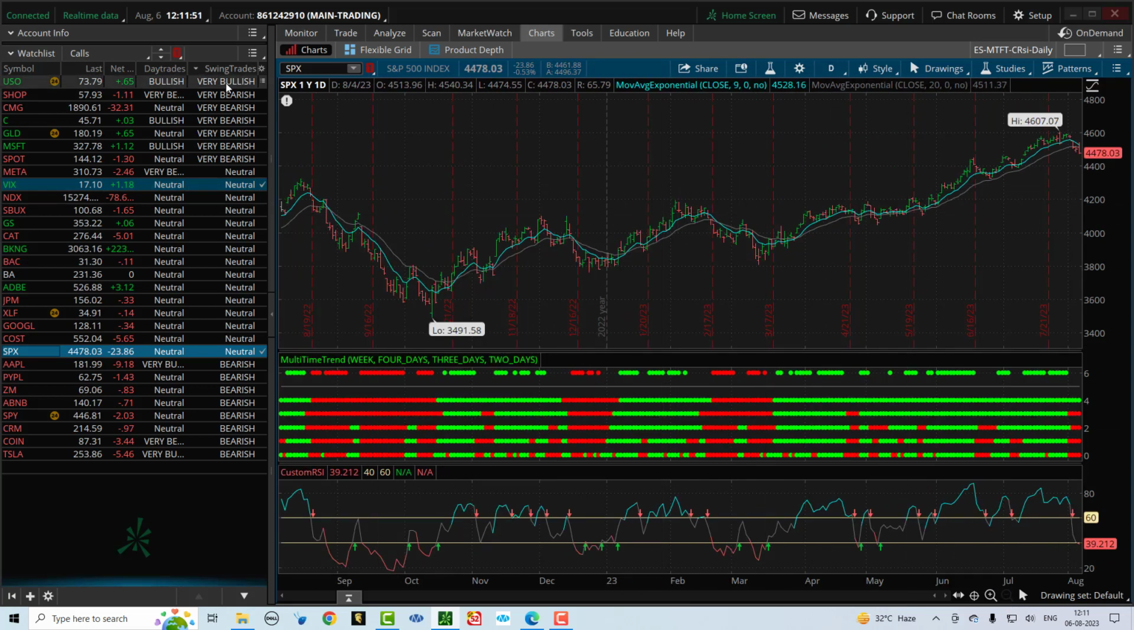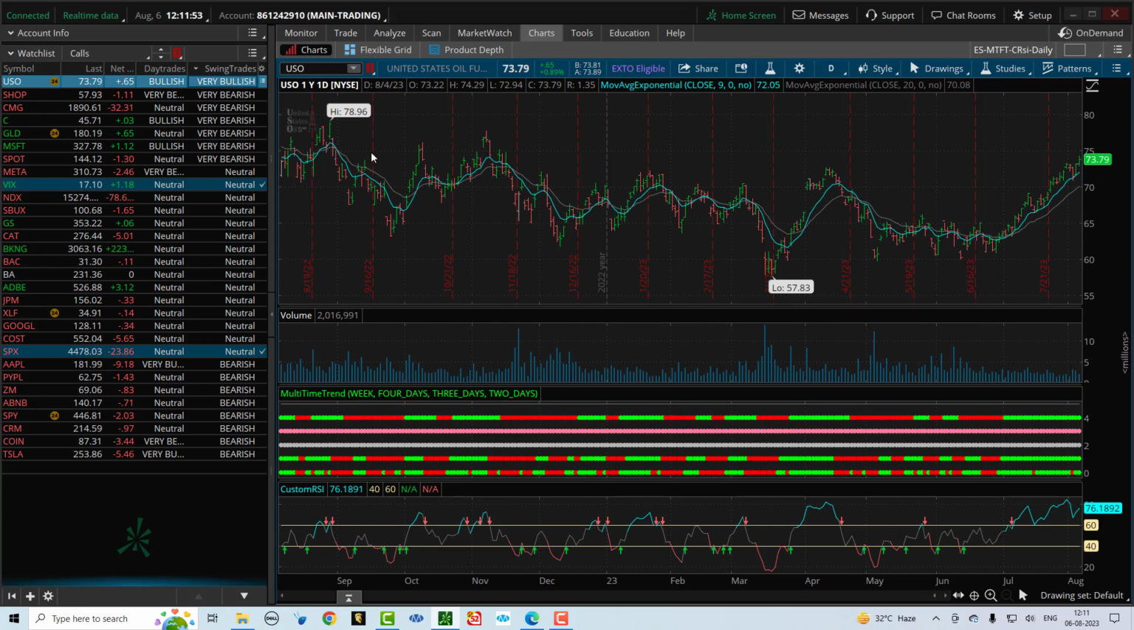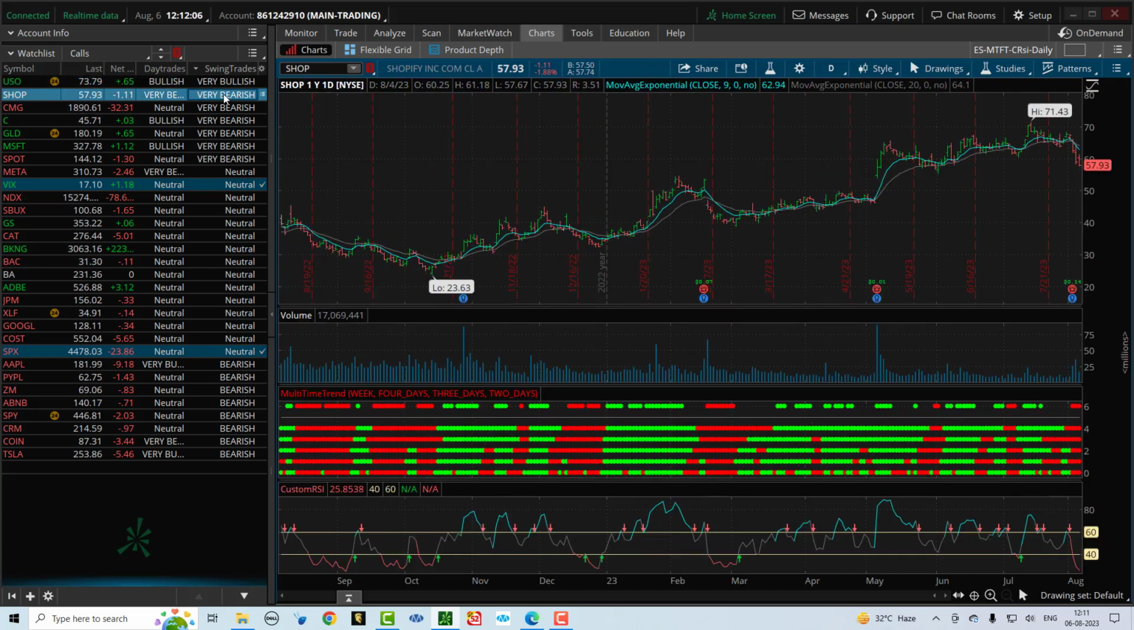Here we see on the swing trading column that USO is bullish. And of course, that's the bullish sign that's coming in from here. It is bullish over the last 1.5 months. That's the only thing that's showing as bullish. Now, there are several bearish candidates here. You can see Shopify. Yes, as soon as it goes down, you'll see the red master level indicators light up.